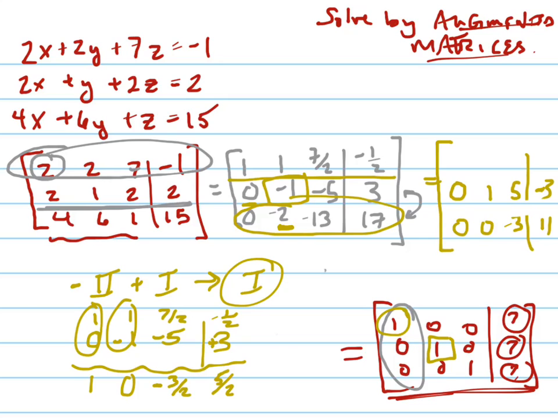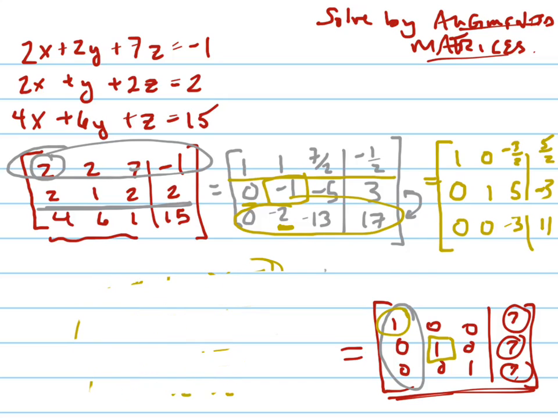This is where you have to kind of be careful with your math. So here's my new row: 1, 0, negative 3 halves, positive 5 halves. And again, you can see that this is a very tedious process. We're already 7.5 minutes in, and I'm only barely halfway done with it.